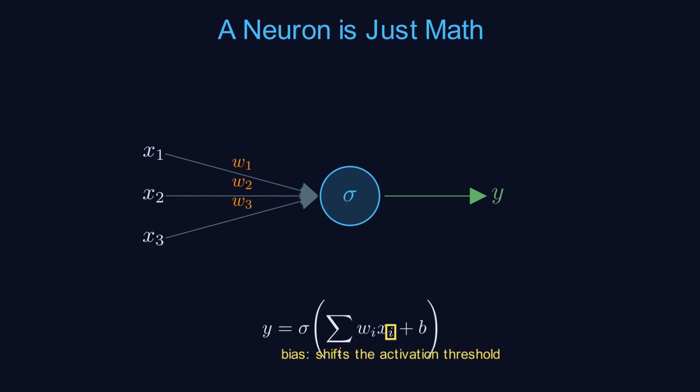The bias b shifts the threshold. It's what lets a neuron fire even when all inputs are zero. The activation function sigma, like sigmoid or ReLU, adds the nonlinearity that makes deep networks powerful.